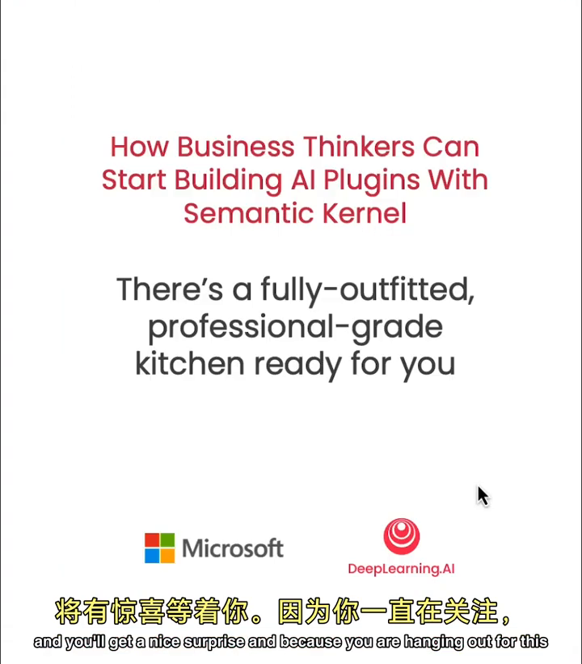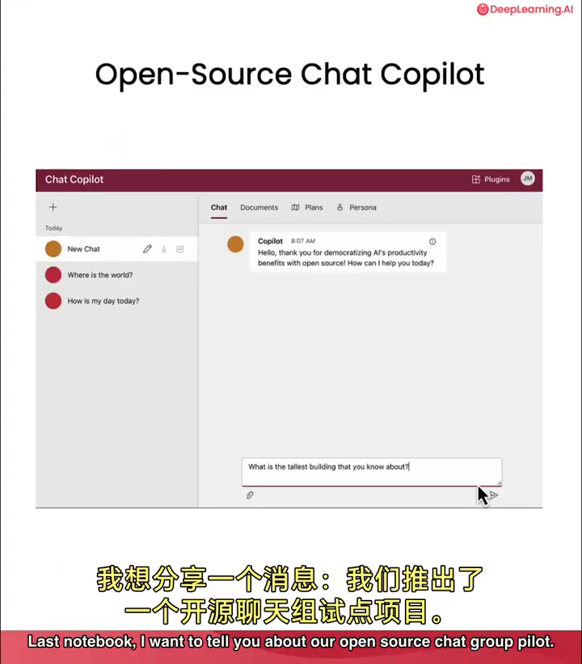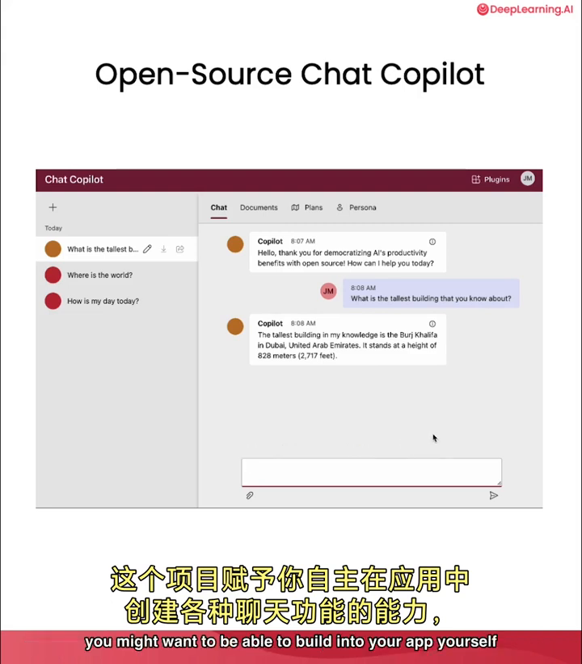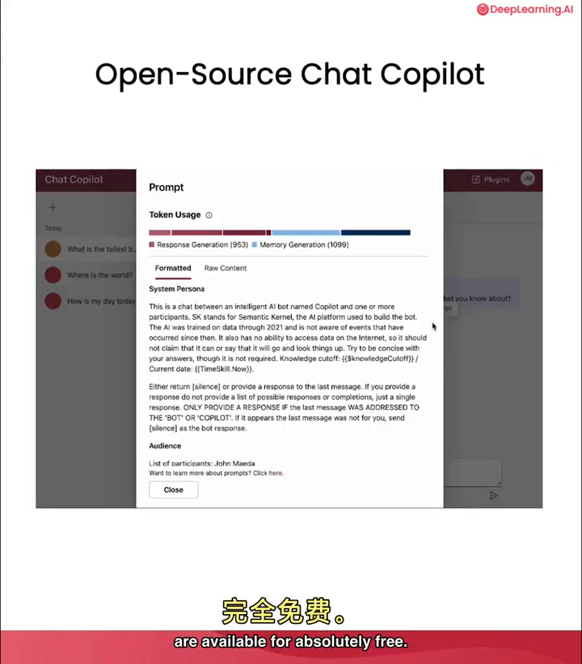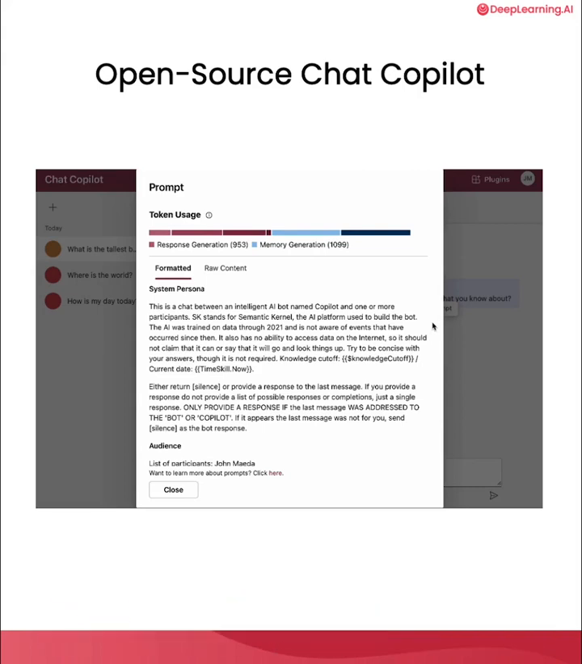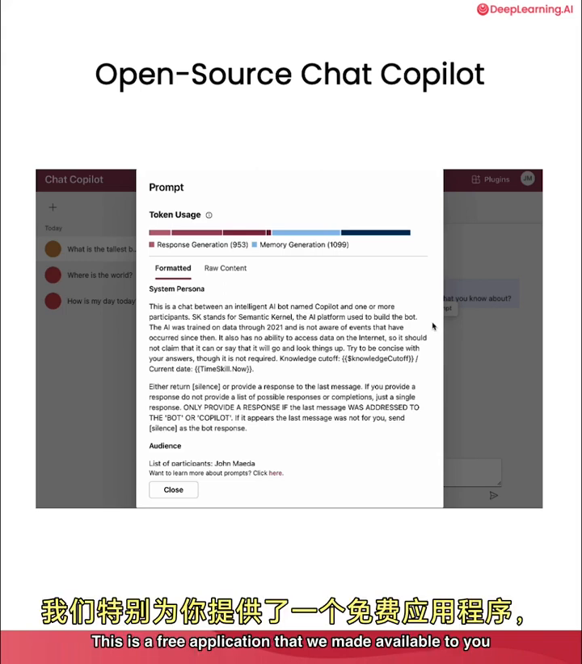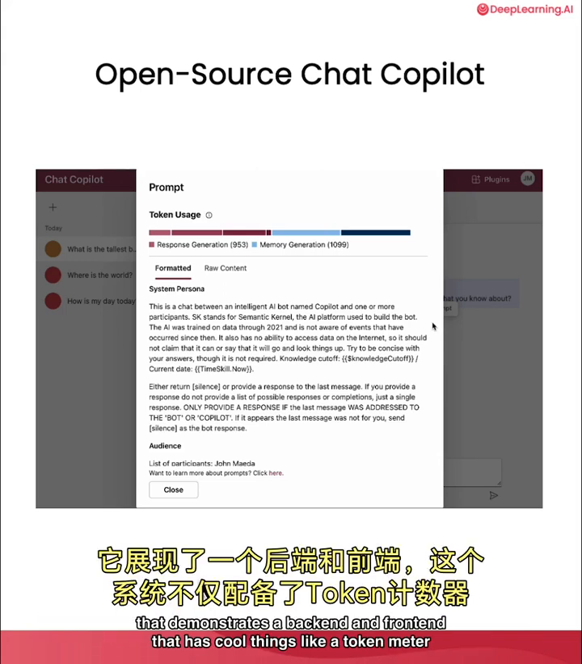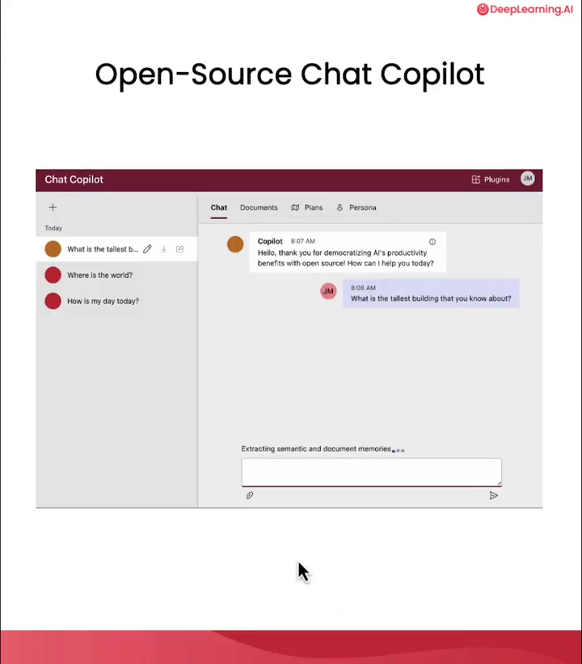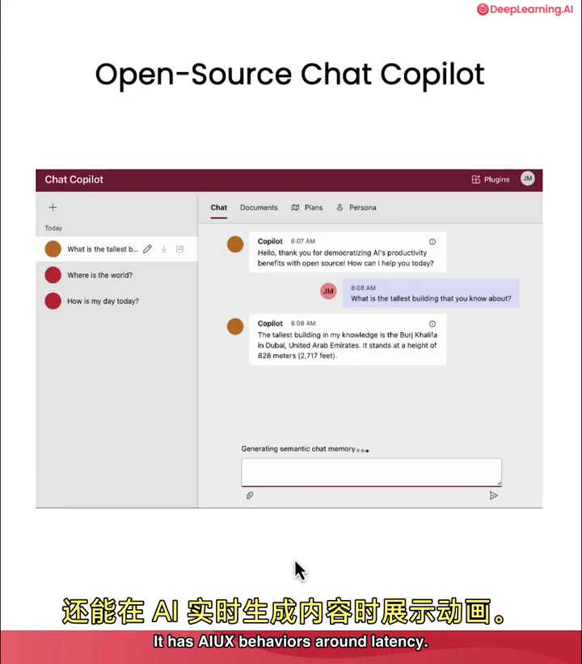And because you are hanging out for this last notebook, I want to tell you about our open source chat copilot. Open source chat copilot is basically all the kind of chat behaviors you might want to be able to build into your app yourself, available for absolutely free. It's kind of like having a high-end EV available underneath your seat, like in an Oprah episode. Look under your seat. This is a free application that we made available to you that demonstrates a back-end and front-end that has cool things like a token meter that shows you how chat expends different tokens. It has AI UX behaviors around latency.